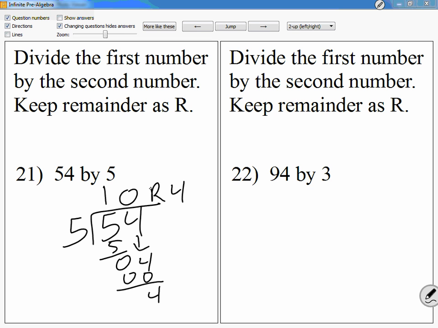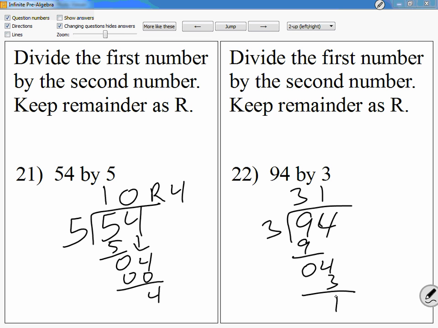Let's take a look at number 22. 94. So let's lay it down there. 94 divided by 3. How many times is 3 going into 9? 3. 3 times 3 is 9. 0. We drop the number, so because I dropped the number, I have to do the division. How many times is 3 going into 4? 1. 1 times 3 is 3. The remainder is 1. There are no more numbers to drop, so that's my remainder. So I'm going to say remainder of 1.